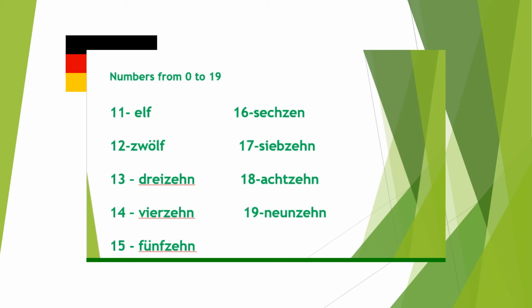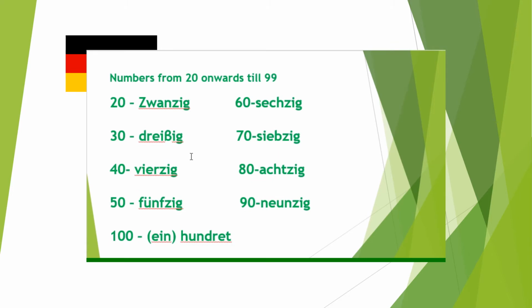We are moving to the next slide. Here it is following a certain rule. 20 is called zwanzig. Zwan is coming from zwei, which is 2. Similarly, 30 is dreißig, coming from drei, which is 3. 40 vierzig, 50 fünfzig, 60 sechzig, 70 siebzig, 80 achtzig, 90 neunzig, and 100 is simply called hundert.